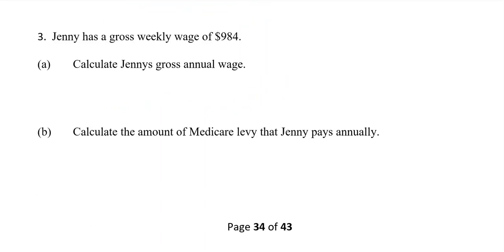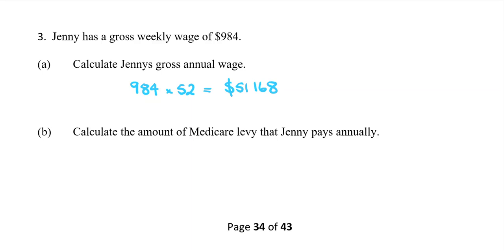Jenny has a gross weekly wage of $984. Gross means the total amount without deductions taken out. So if we want to find her gross annual, which means yearly wage, we want to multiply the $984 by 52 because there are 52 weeks in a year. That makes $51,168 that Jenny is earning.